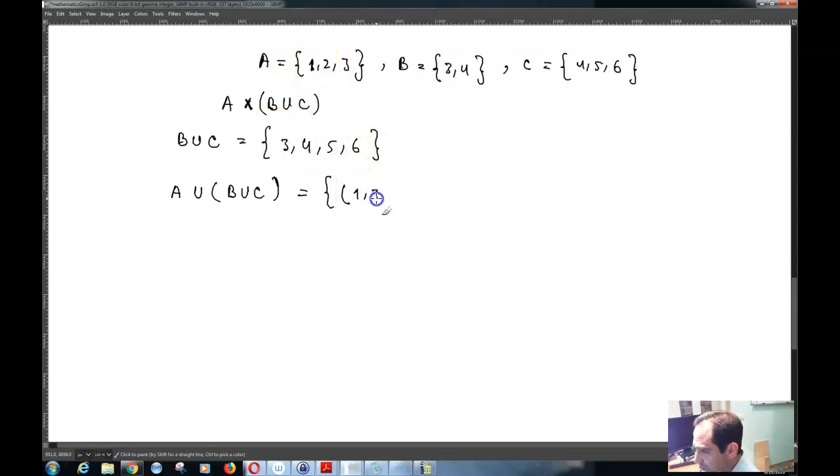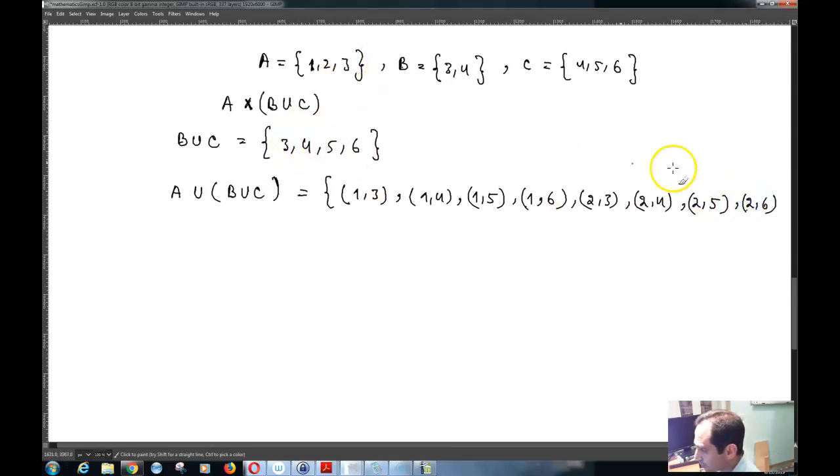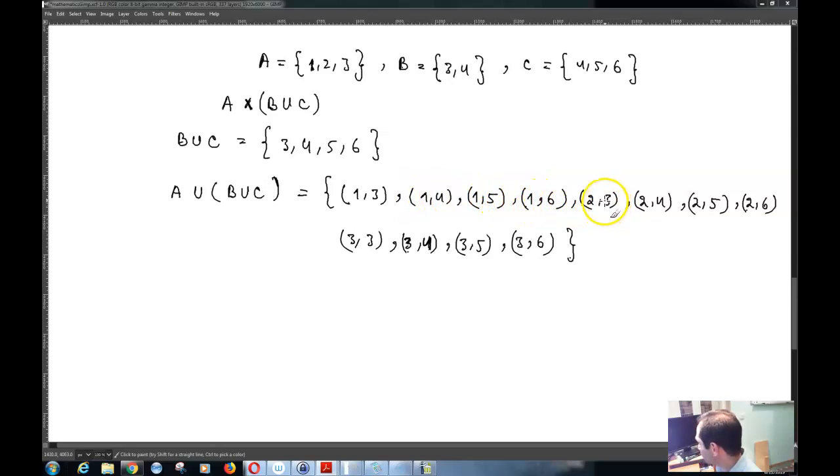Taking your first element from here, you get (1, 3), (1, 4), (1, 5), (1, 6), and then (2, 3), (2, 4), (2, 5), (2, 6), and then (3, 3), (3, 4), (3, 5), and (3, 6). That is the answer to this part.